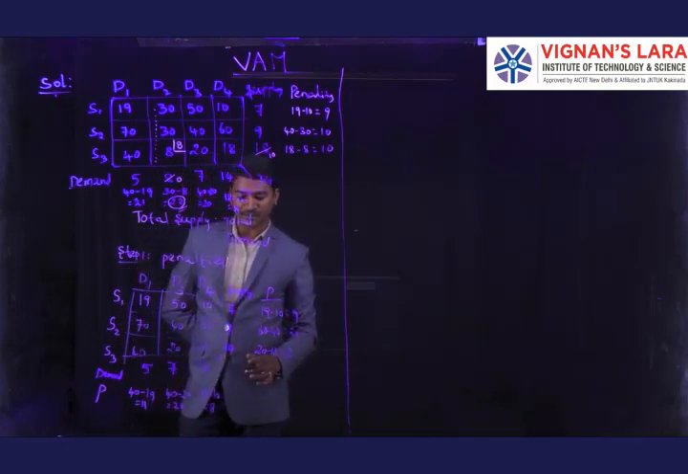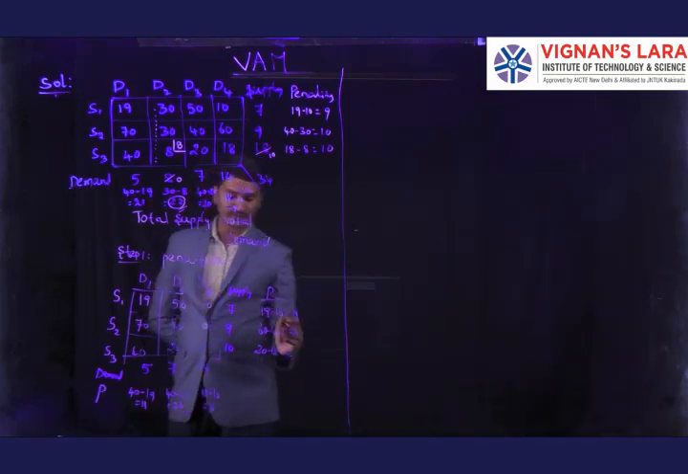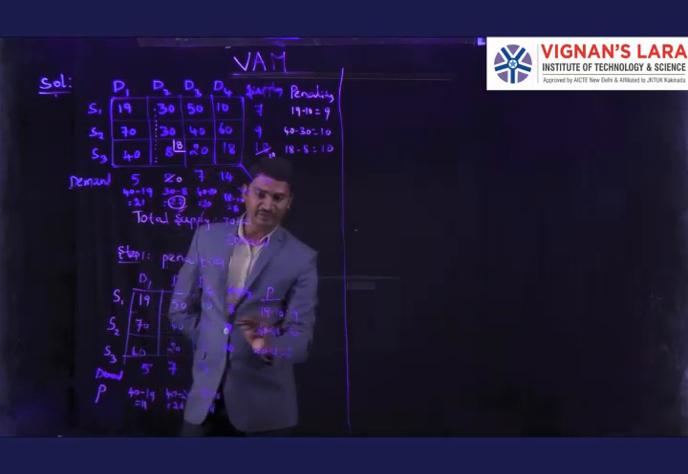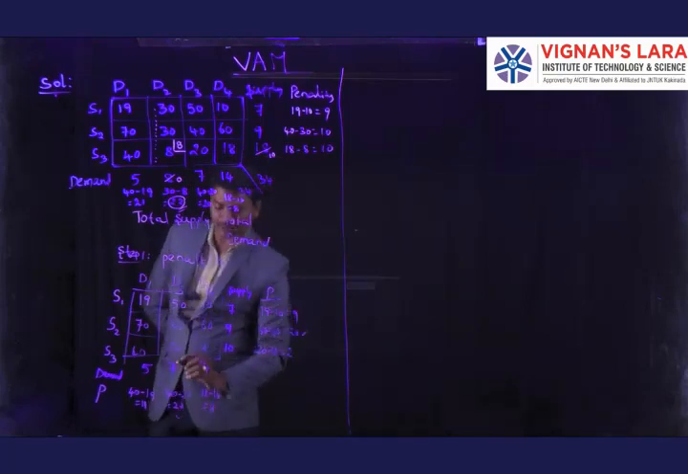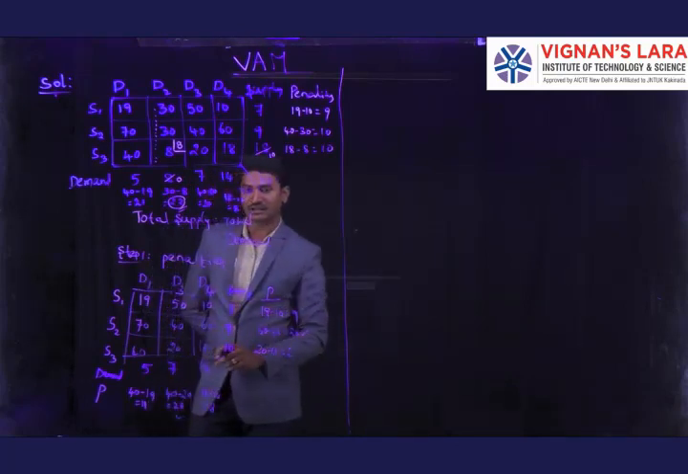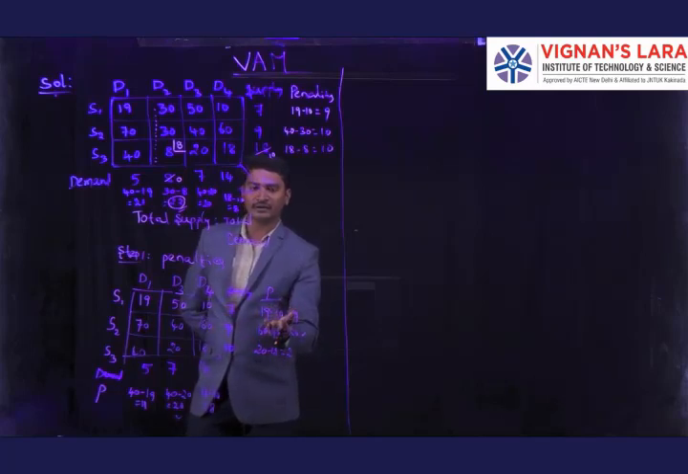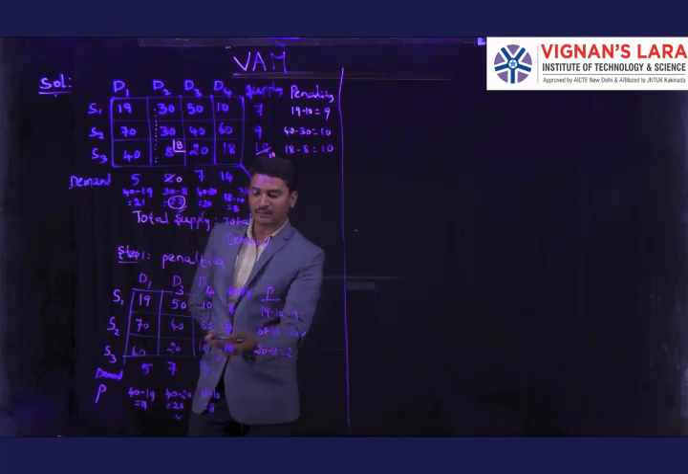Which one is the highest penalty? Here we have two highest penalties, 20 and 20. We have a tie. So now we are going to resolve this tie. How do we choose the value? We can choose arbitrarily, or otherwise based on the supply and demand.